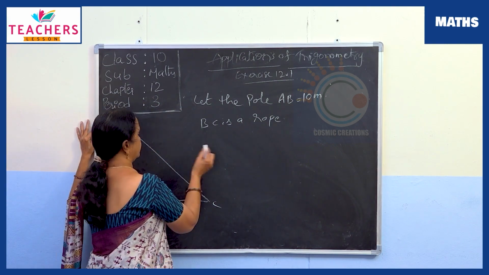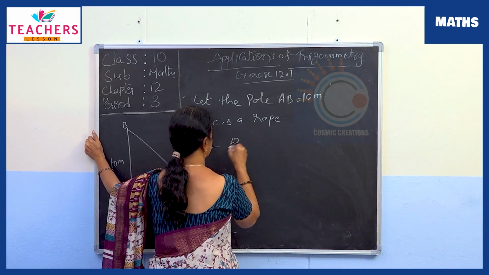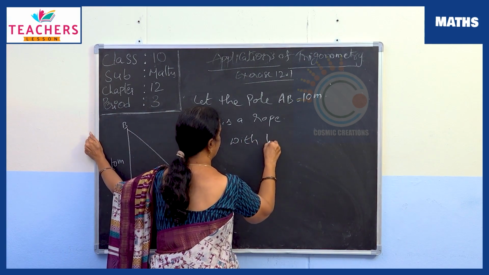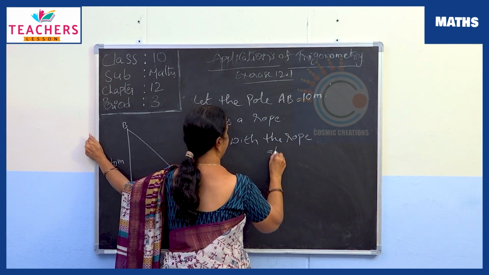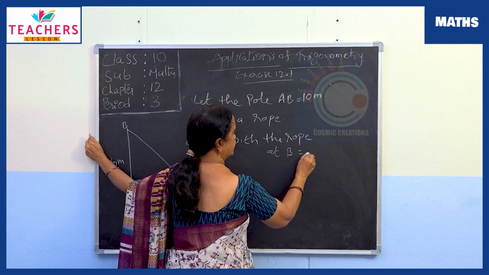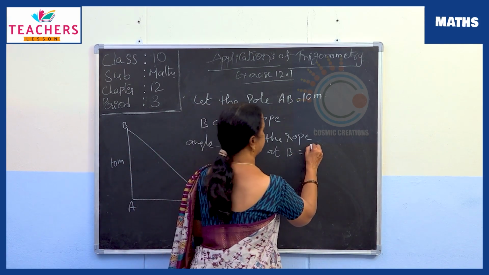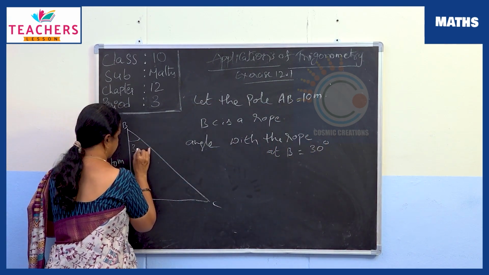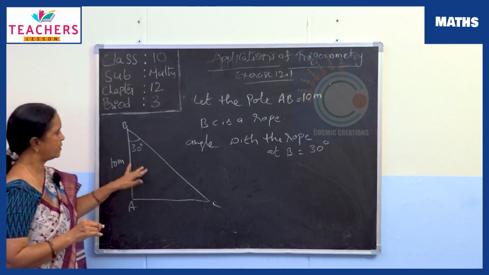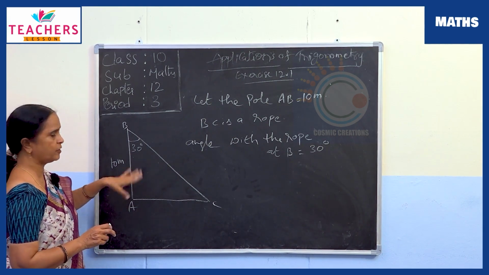And the angle with the rope, at B, is equal to 30 degrees. Let B be 30 degrees. Here it is 30 degrees with the pole, not with the ground. So yes, the angle with the ground was not given.